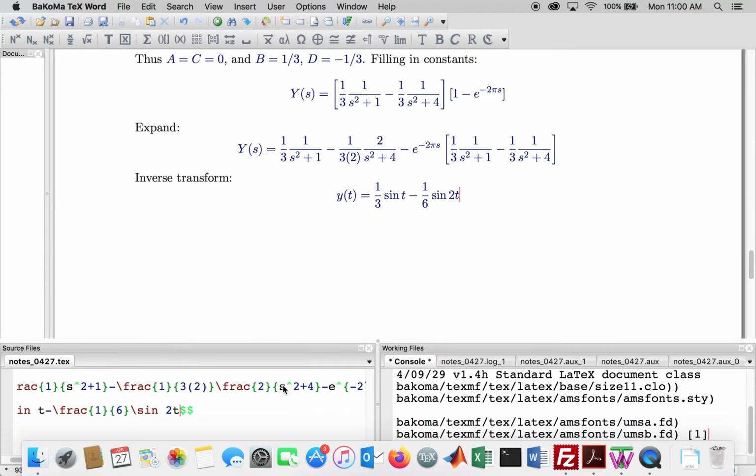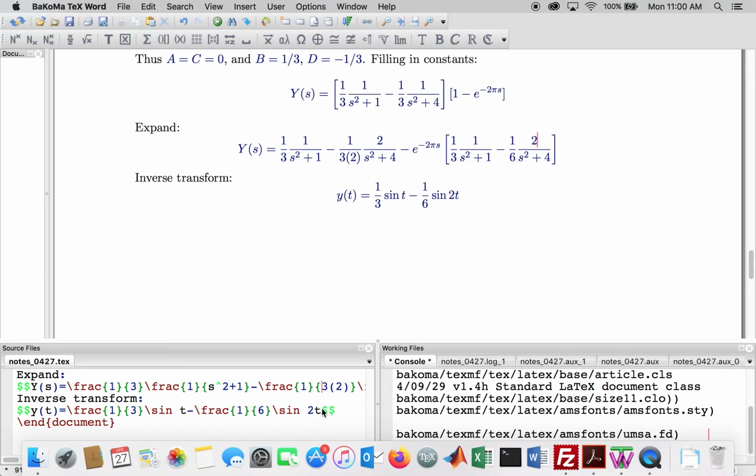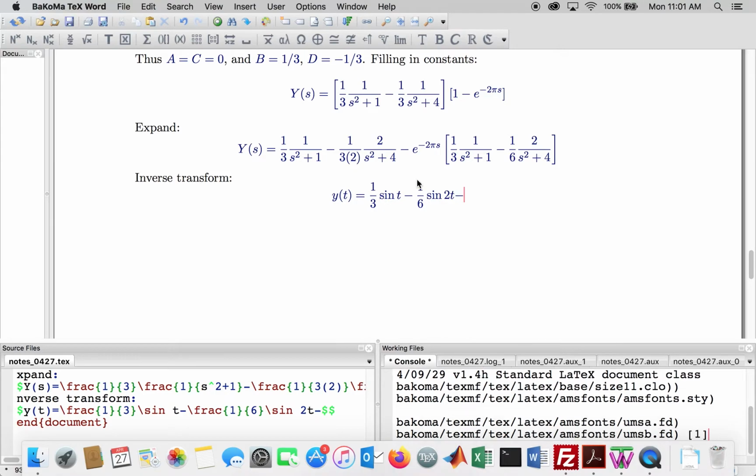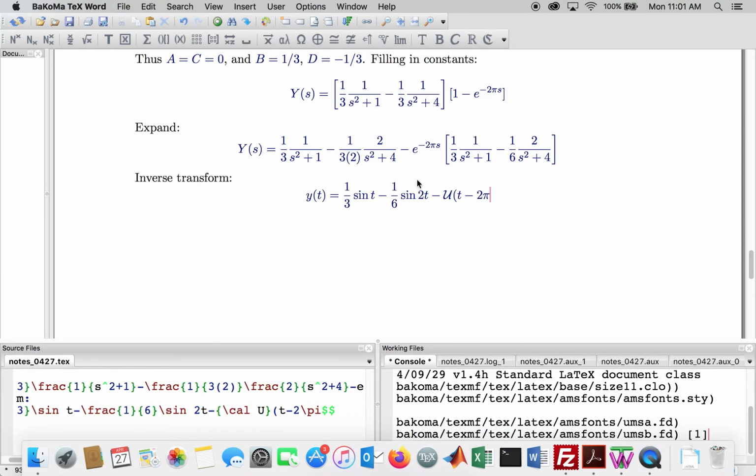And I'll do the same thing up here. So 1/6 and then 2 over s squared plus 4. So it fits nicely. What I have here, I know the transform of this because it's the same thing that I have over here. But I have to multiply when I inverse transform by a unit step function. So I can have minus unit step function of t minus 2 pi.